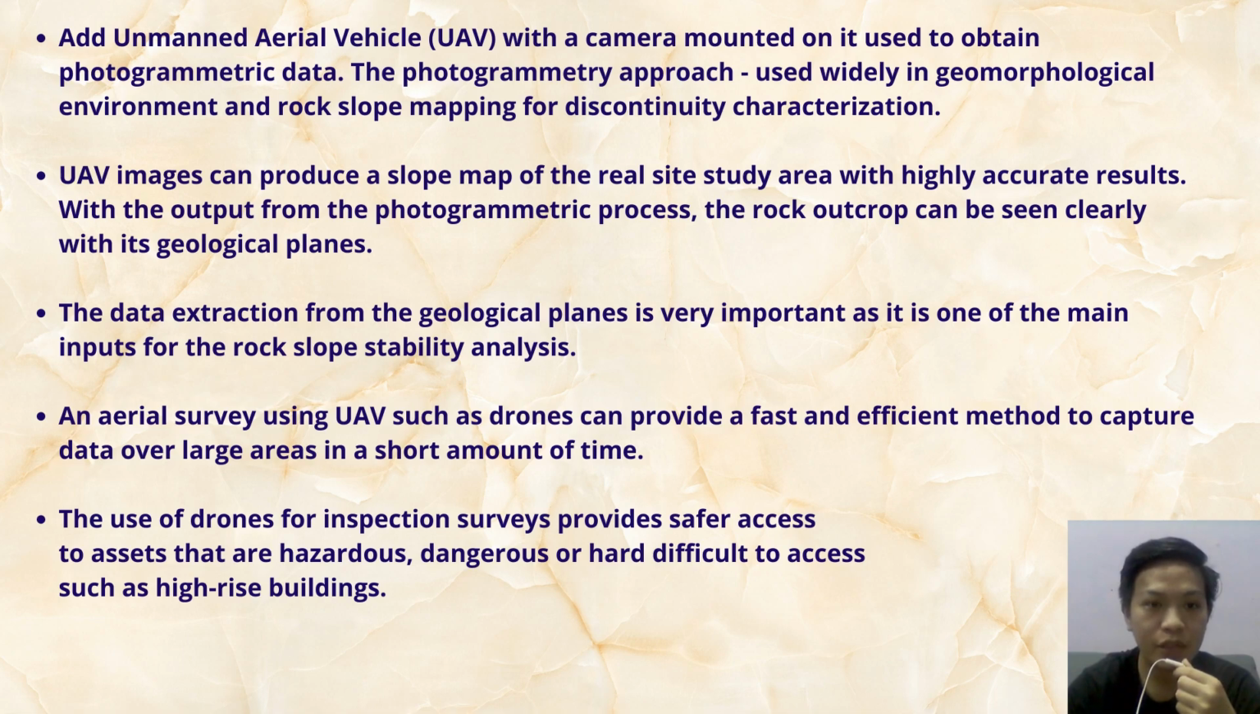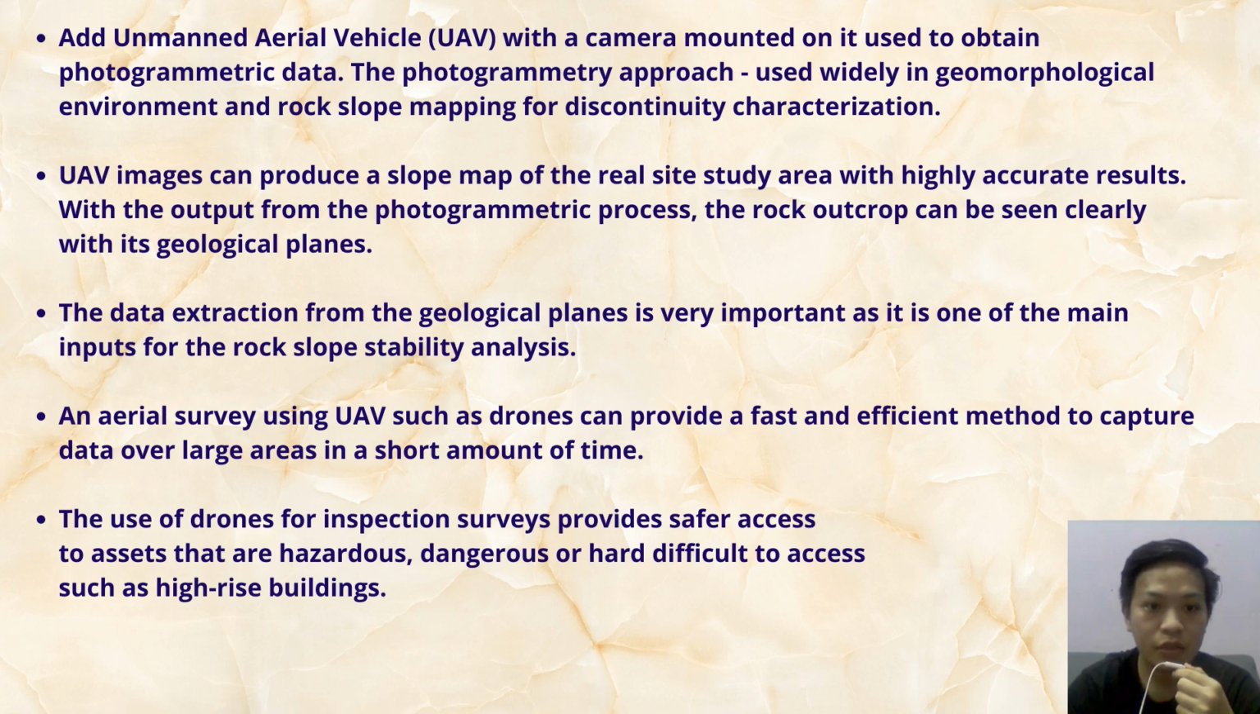An unmanned aerial vehicle, or UAV, with a camera mounted on it is used to obtain photogrammetric data. The photogrammetry approach is used widely in geomorphological environments and road slope mapping for discontinuity characterization. UAV images can produce a slope map of the real study site with highly accurate results. With the output from the photogrammetric process, the rock outcrop can be seen clearly with its geological plan.